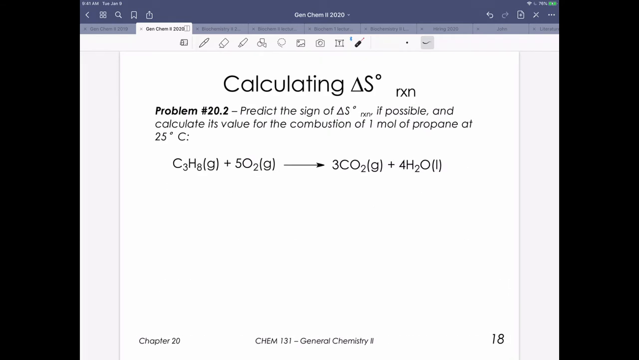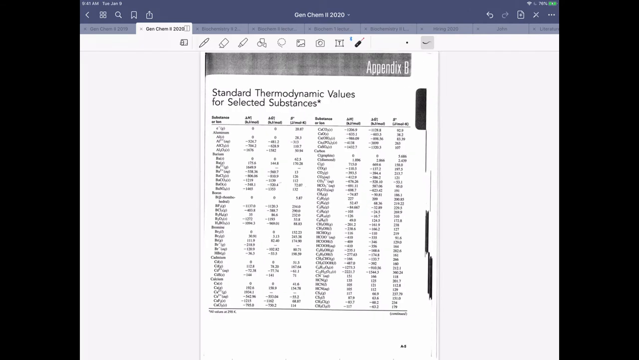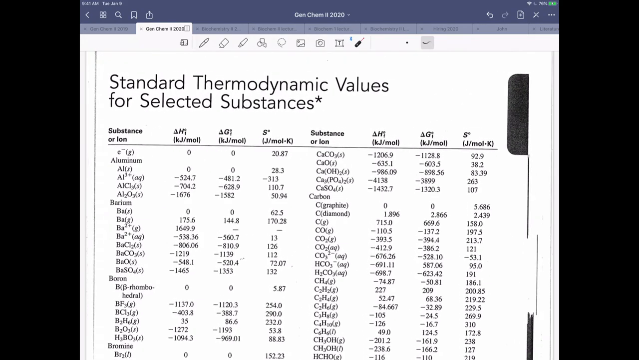And so we're going to have an equation, a chemical reaction that we'll look at for. But I'm going to flip here. I've got Appendix B for you. So hopefully you'll see it here and you're like, oh yeah, I remember Appendix B.